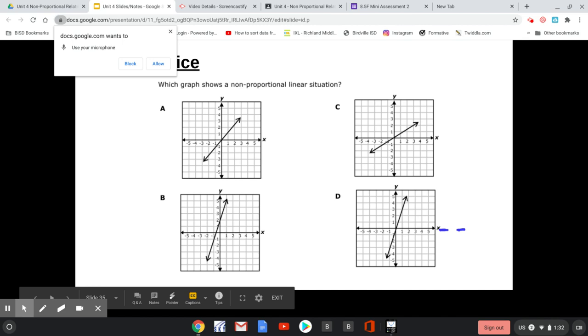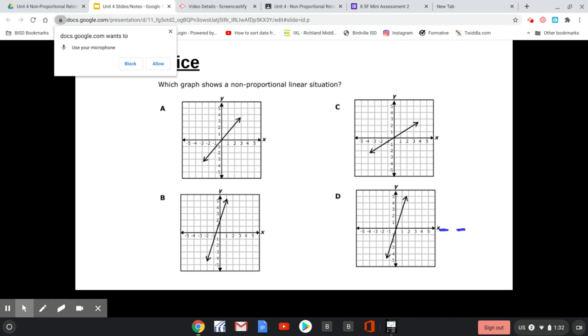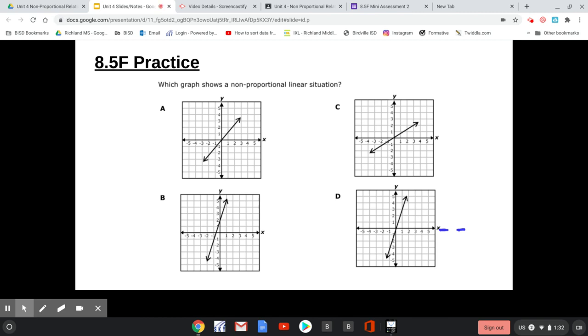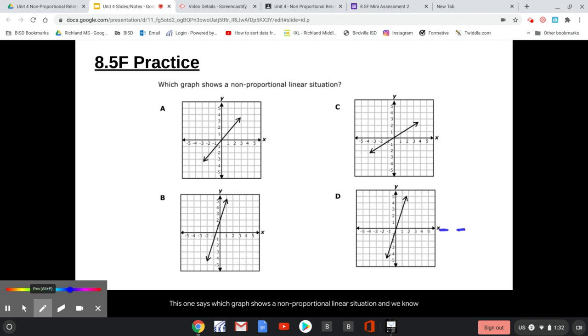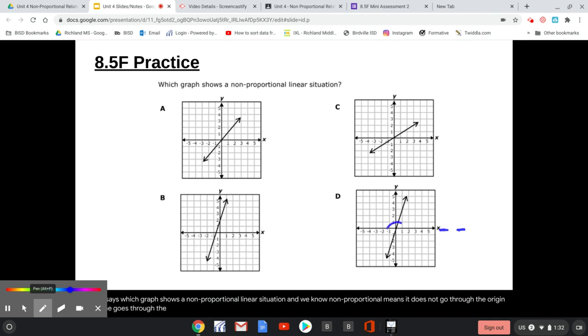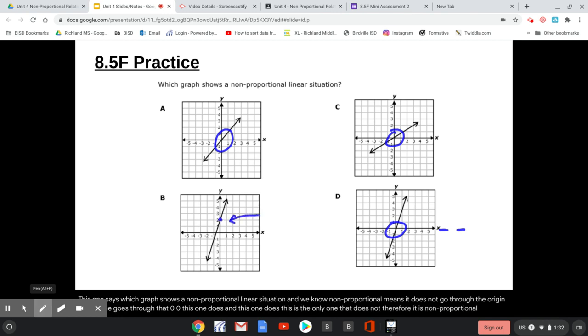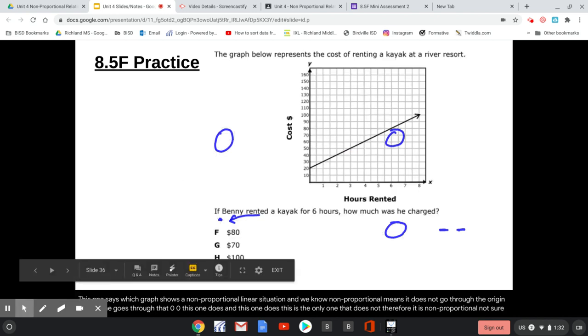Okay, this one says, which graph shows a non-proportional linear situation? And we know non-proportional means it does not go through the origin. So this one goes through the 0, 0. This one does, and this one does. This is the only one that does not, therefore it is non-proportional.